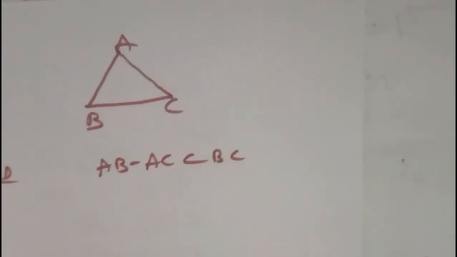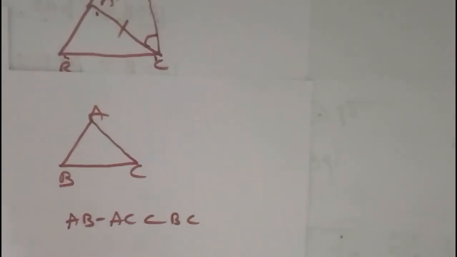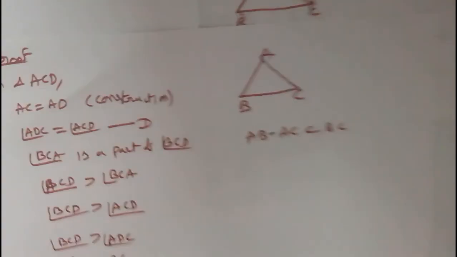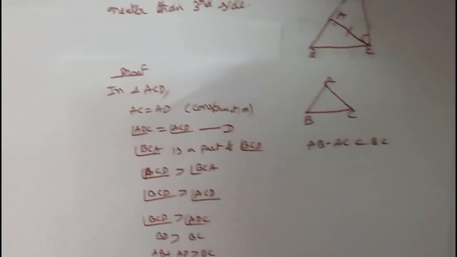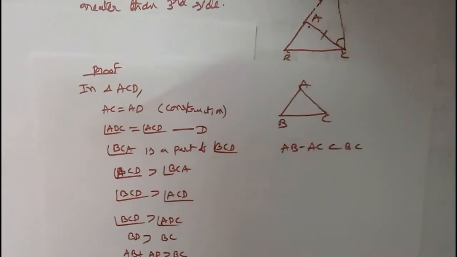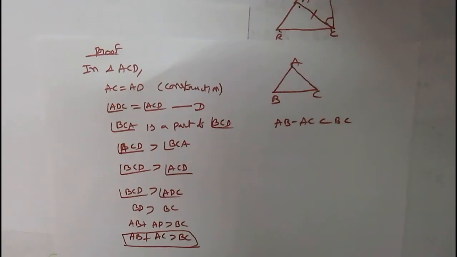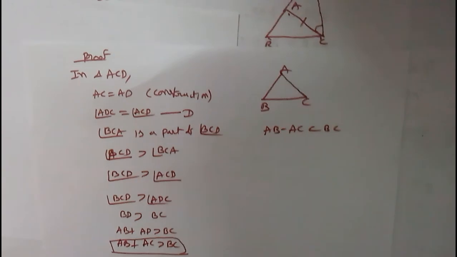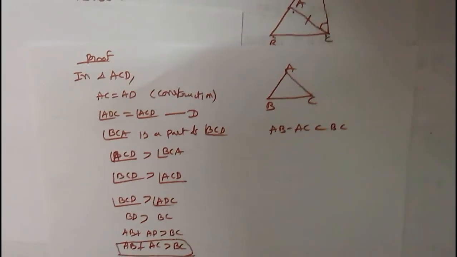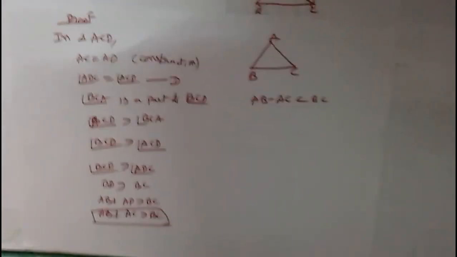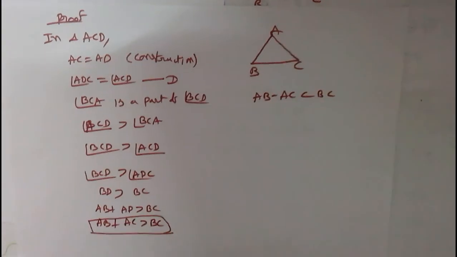So what are the inequalities? In a triangle, the angle opposite to the longer side is greater. The sum of any two sides is greater than the third side. The difference of any two sides is less than the third side. Tomorrow we will continue with the application part of these inequalities.